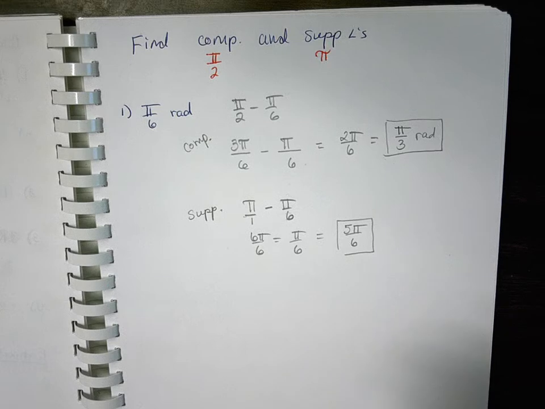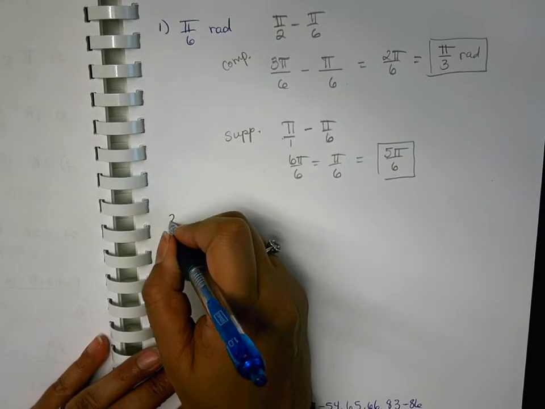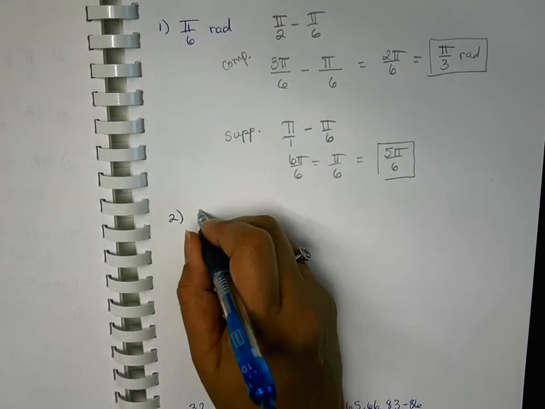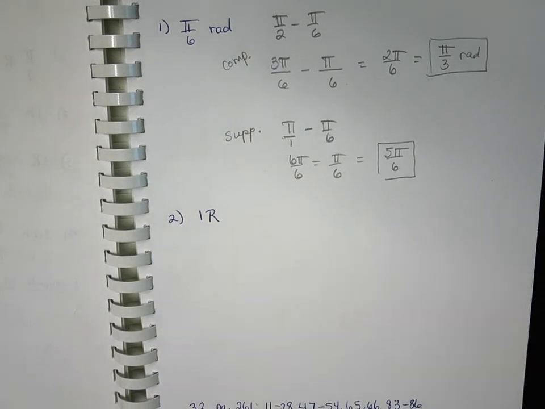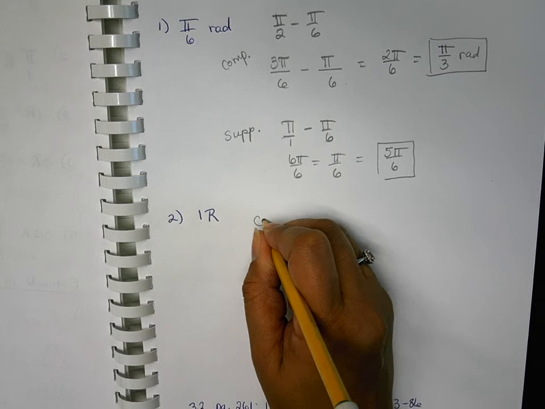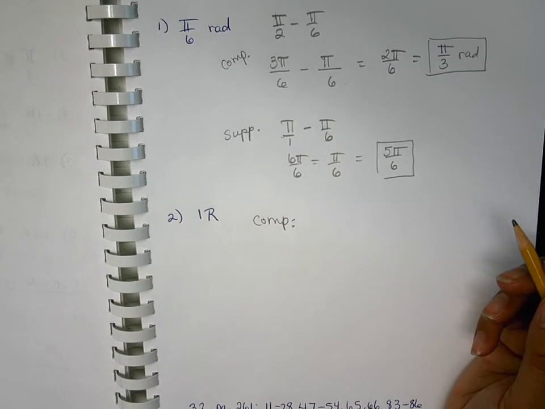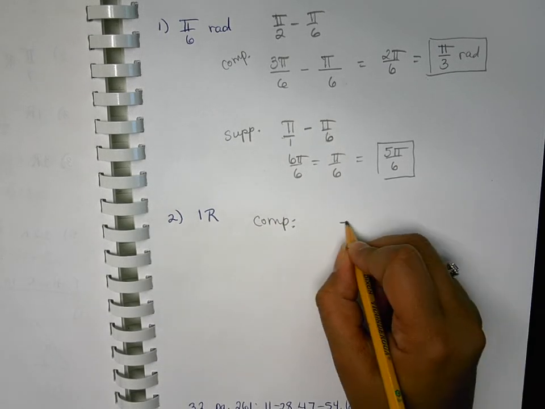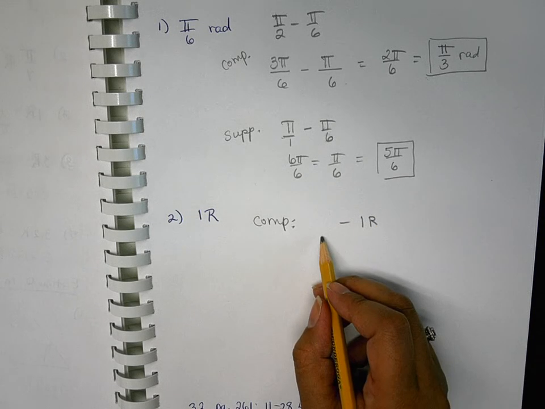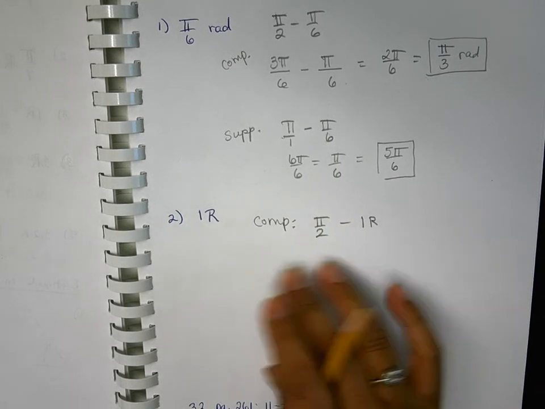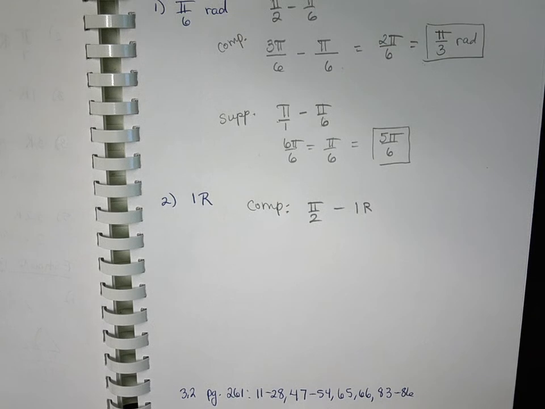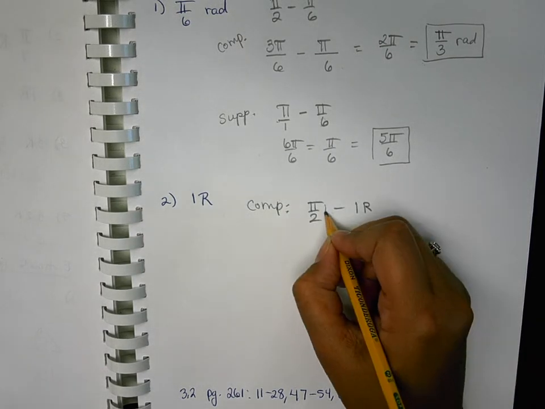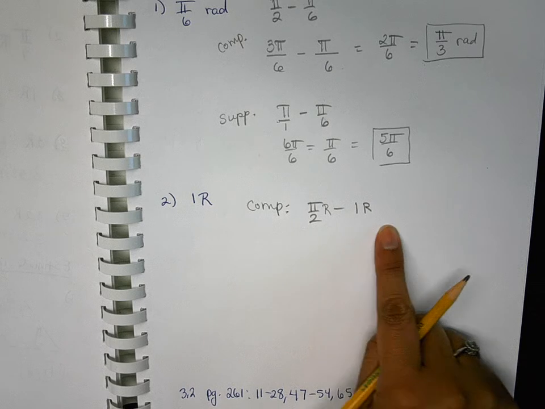This next one is the tricky one that kids stumble on. 1R. What's 1R mean? 1 radian. Okay. So complementary. We're going to subtract 1 radian from what? Pi over 2. Can I do that? Are those like terms? Can I subtract them? They're both radians. This is still a radian and that is still a radian. I can subtract, but I need to change that to a decimal.